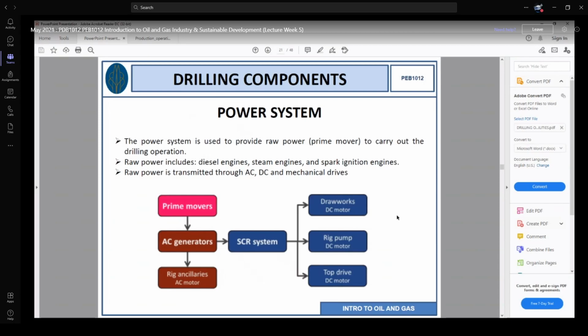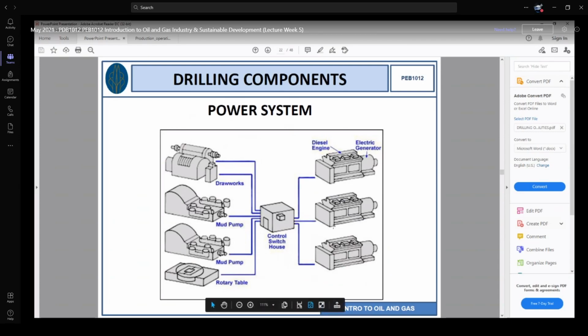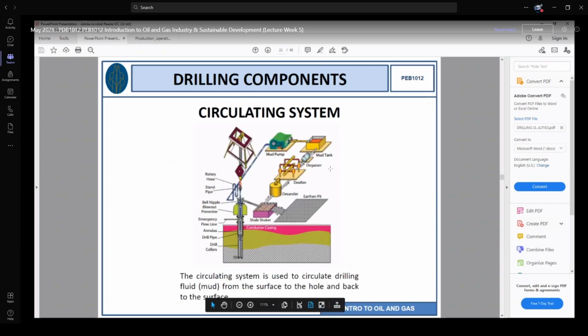for their living purposes. For example, for the recreational areas, their living areas, their kitchen areas, their aircon, everything we need power as well. So the power system is required to operate all these systems. Here you can see the electricity is generated in the engines, then it is transmitted to the control system. From here, the electricity is transmitted to the different systems, for example, the drawworks, the mud pumps, and the rotary table. This is the power system.